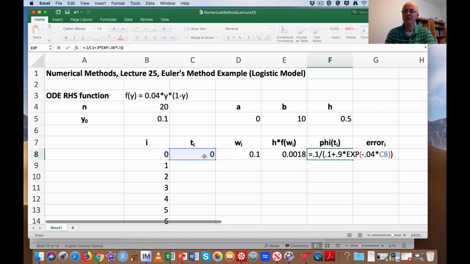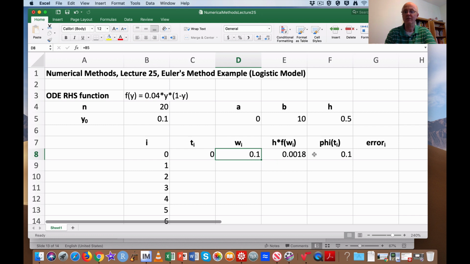So do not use dollar signs. And this matches W0, right, as it should be. W0 equals Y0. And the error is going to be 0. The error is the actual value minus the approximation. It's going to be 0 in this case, but it will be non-zero after this particular situation at the initial condition.